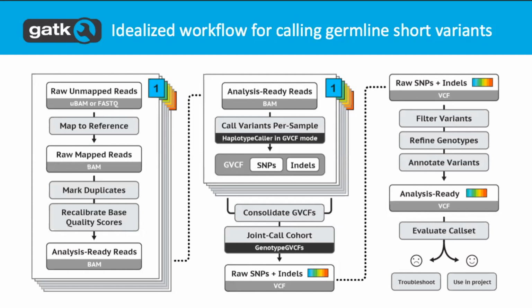The exomes and the whole genomes are called separately. We don't support joint calling for exomes and genomes together. In that case, those things are aggregated afterwards. But for exomes and whole genomes, for each of those separately, all of them are processed and called in the same way.